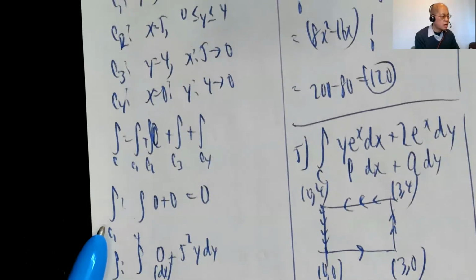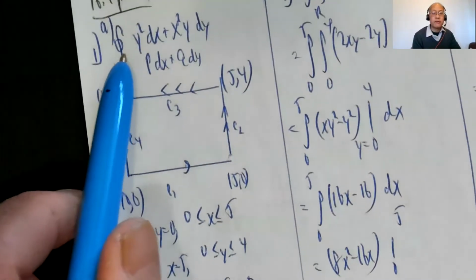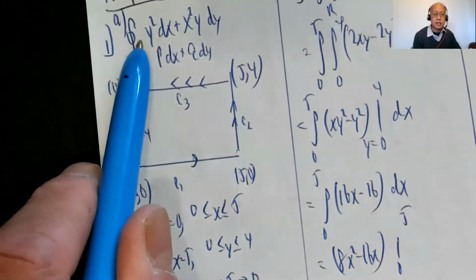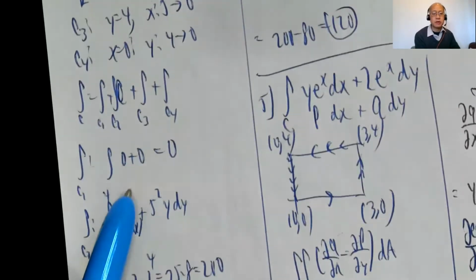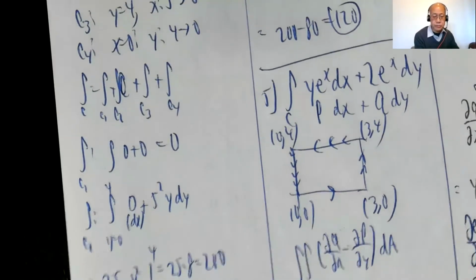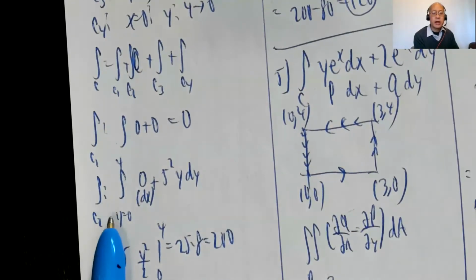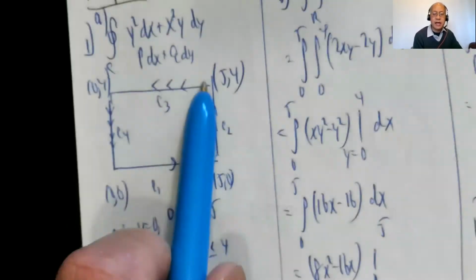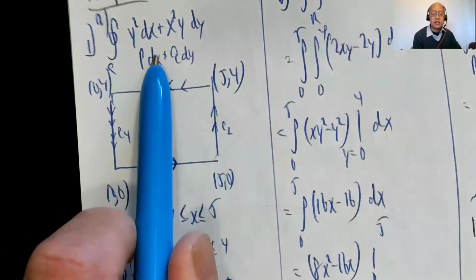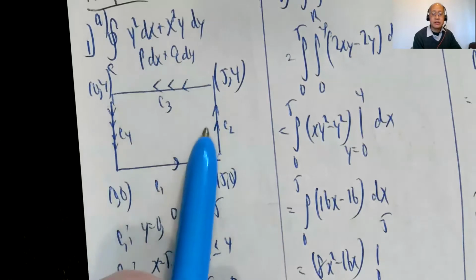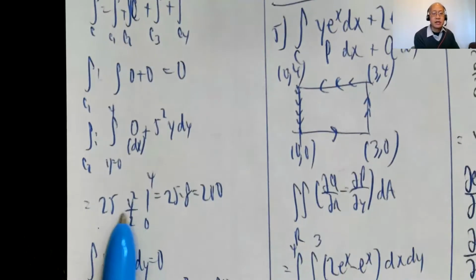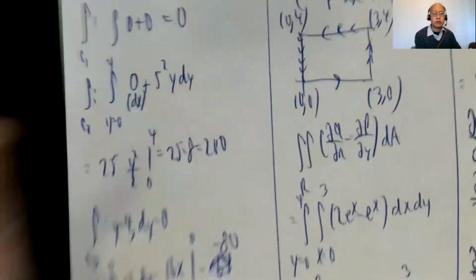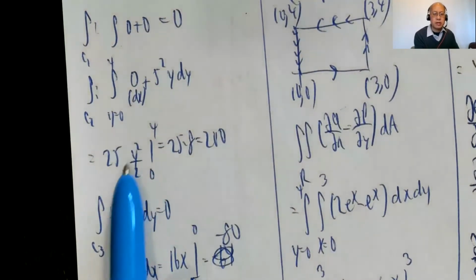Okay, so C1, you've got the integral of, well, let's see, y is 0, so that's a 0. y is 0, that's a 0. So 0 plus 0 is 0. C1 is just going to be 0. C2, y goes from 0 to 4 of y squared dx. Well, dx, there is no change in x, so that's 0. x squared y dy, well, x is 5, so that's 25y dy from 0 to 4. So 25y squared over 2, plug in 0, you get 0, plug in 4, 25 times 8, 200. And so this integral is 0, this integral is 200.